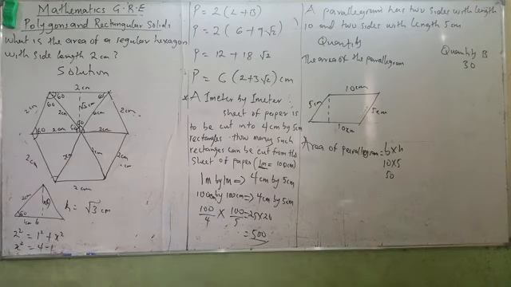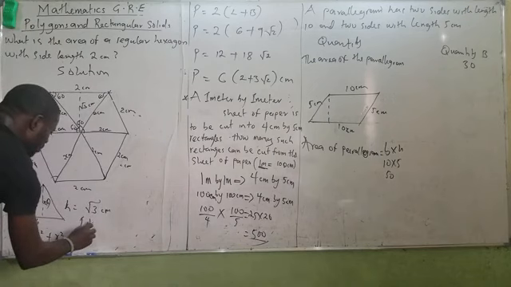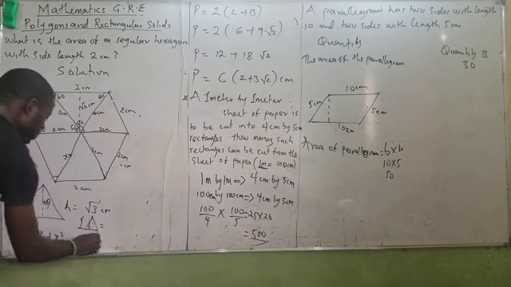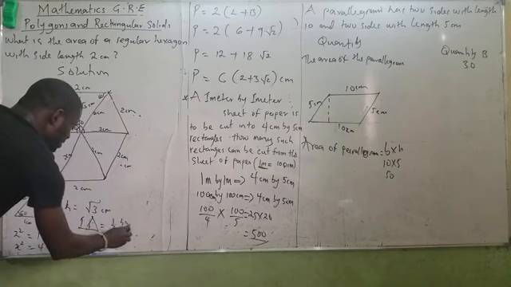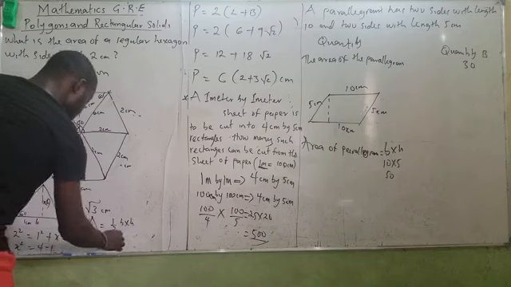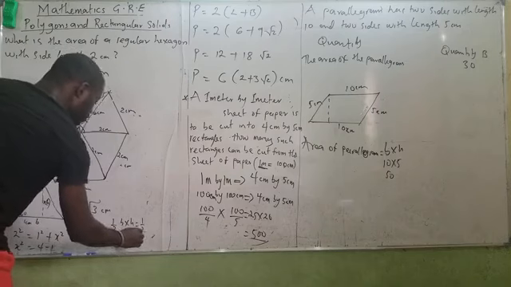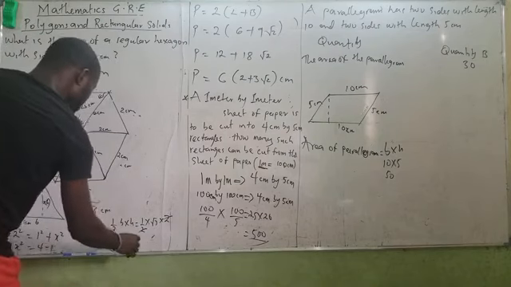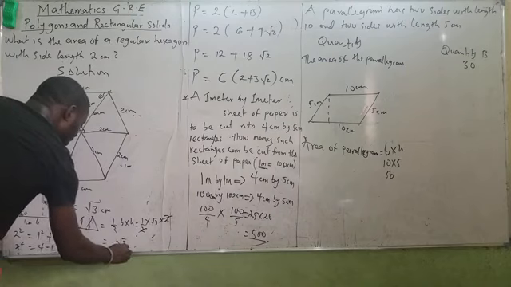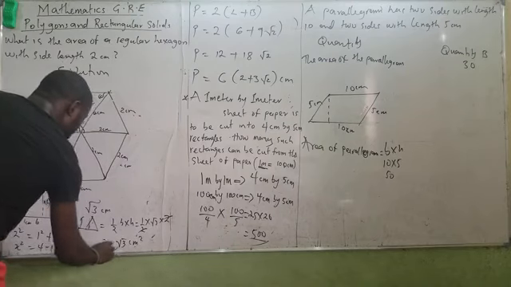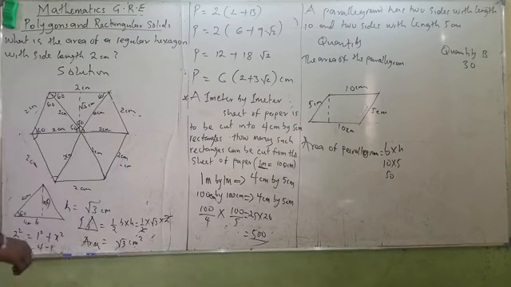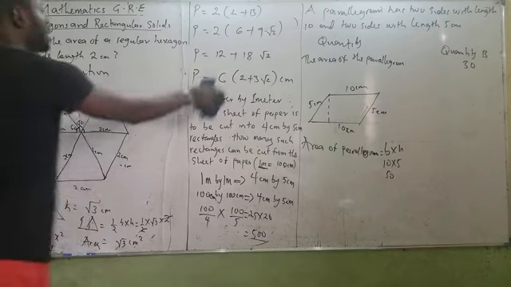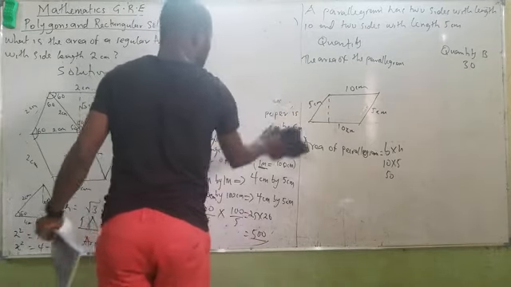Since I know that, I will now move on by having area of one triangle. One triangle will be equals to half base times height. What is my half? It means I'll be having 1/2 multiplied by root 3 multiplied by 2, which will cancel this. It means it will be equal to root 3 centimeter squared. That is the area. Now, the area of this particular shape, how many triangles are we having here? We are talking about 6 triangles.